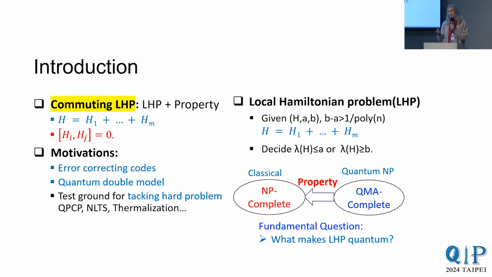For example, it's related to the quantum PCP conjecture. It's come up in understanding the area law and the connection to whether ground states have succinct classical descriptions. It comes up in the context of thermalization and computing Gibbs states. So it's an important test ground, and the complexity of this class of Hamiltonians is still largely unresolved. So we're asking, is commuting local Hamiltonian inside NP?